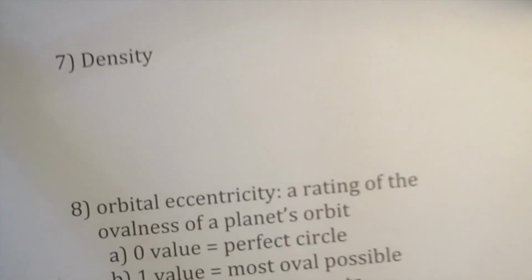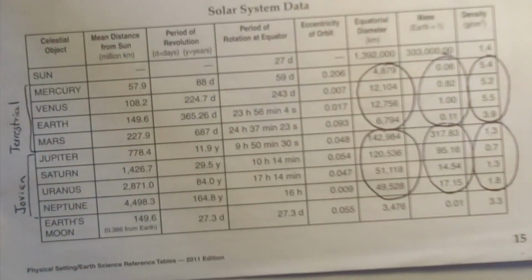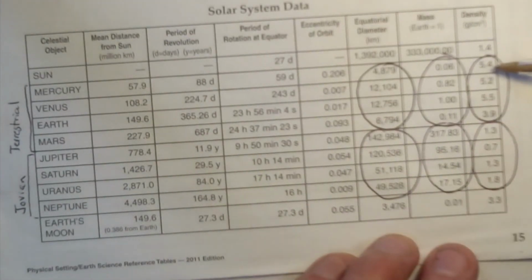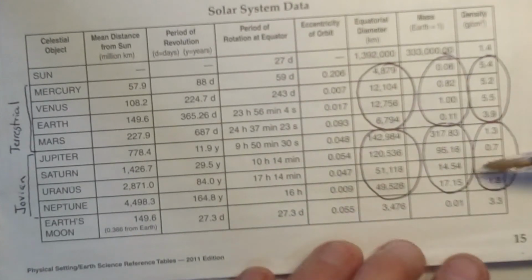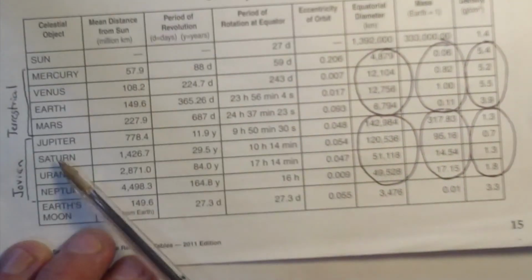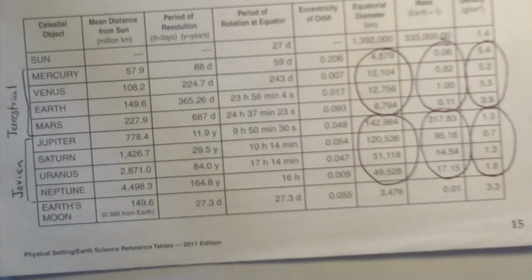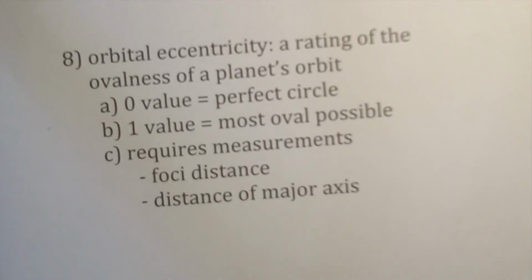Number 7, density. Density is found by taking the mass of the planet divided by its volume. When we compare the terrestrial planets versus Jovian planets, we find that the terrestrial planets have a higher density than the Jovian planets. The Sun has a similar density to the Jovian planets. Saturn's density at 0.07 would mean that if there was a giant galactic lake, Saturn would actually float in the water of that lake. The final section on number 8, orbital eccentricity, will be saved for another time.